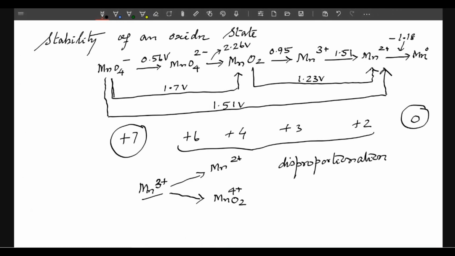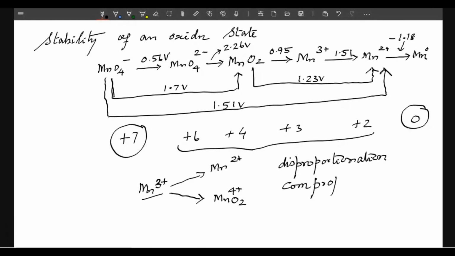Therefore, the question is: among the following species, which is unstable, or which is undergoing disproportionation? If it is unstable, it is undergoing oxidation and reduction, in other words, a disproportionation reaction. The reverse of the disproportionation reaction is called comproportionation reaction.